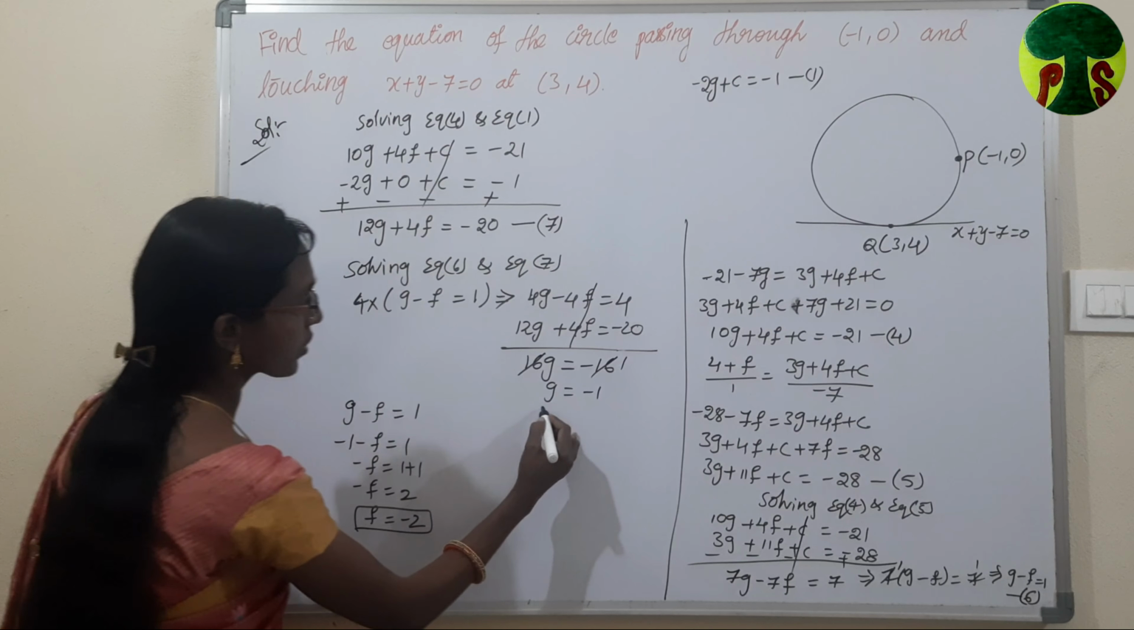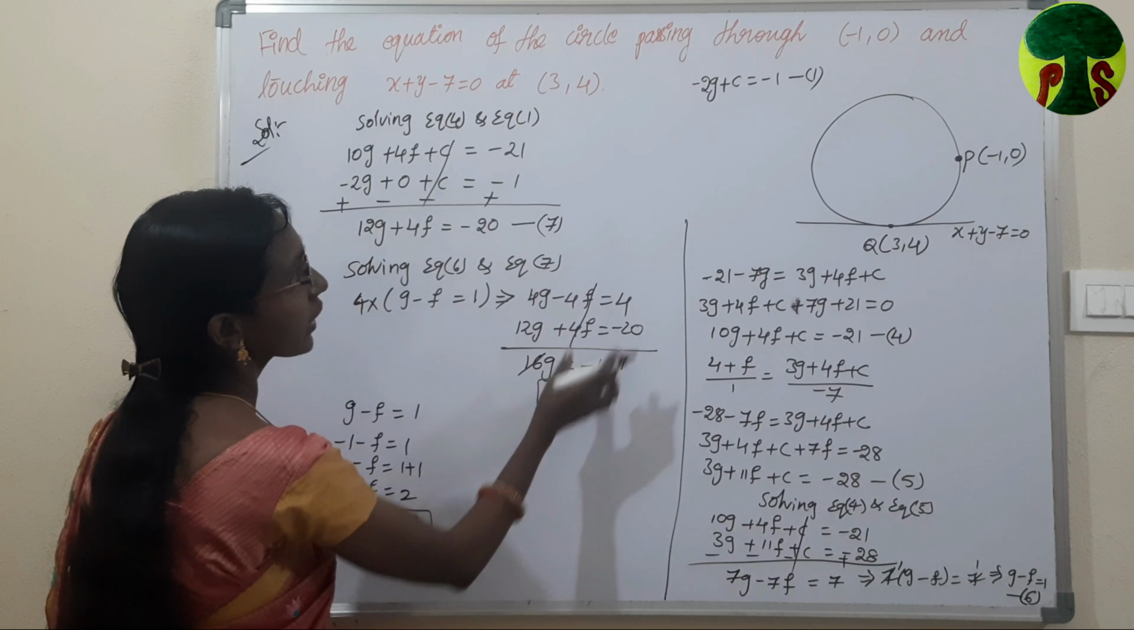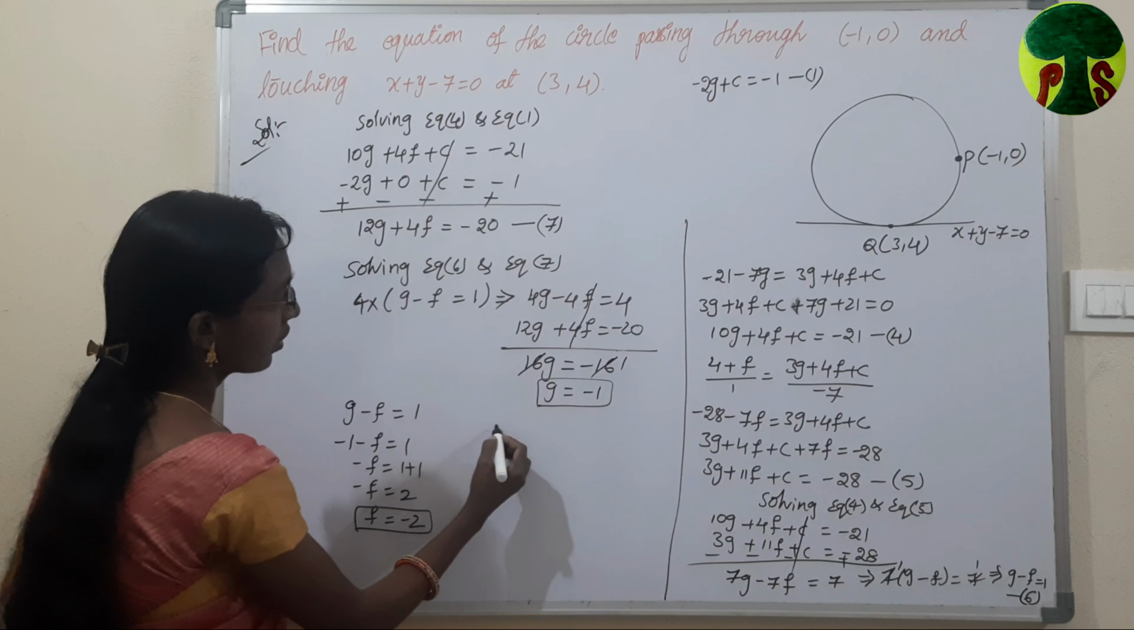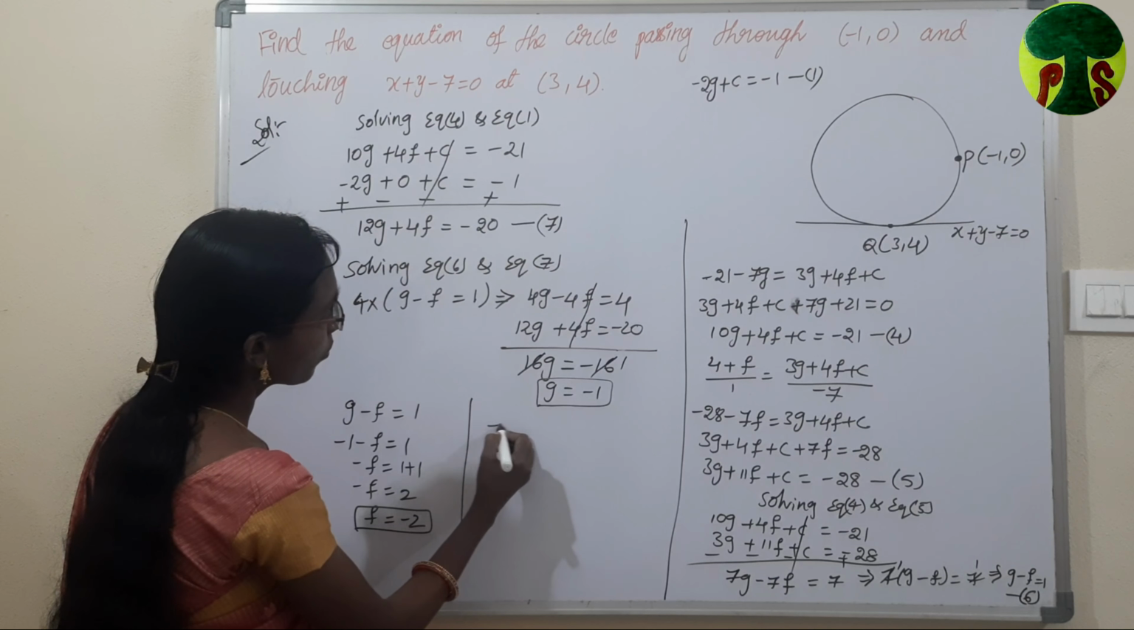Now we need to substitute the g value in equation 1 to get the value of c. So minus 2 into the value of g, which is minus 1, plus c is equal to minus 1. Minus into minus, plus 2, plus c is equal to minus 1. C is equal to minus 1 minus 2. Finally the value of c is minus 3.